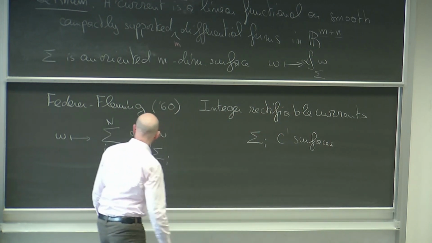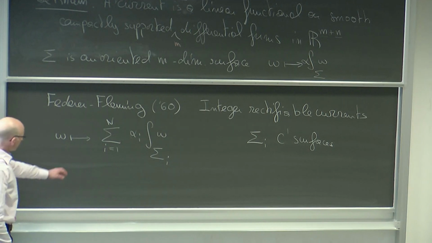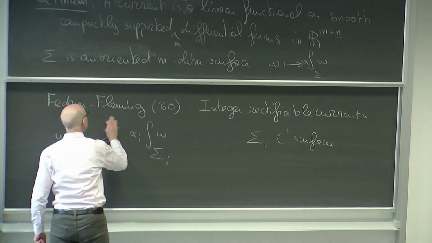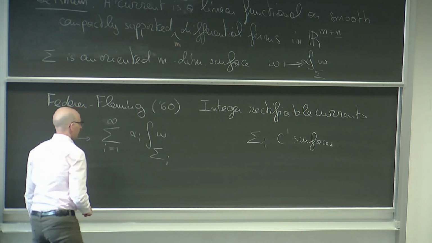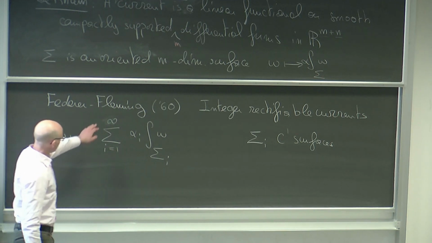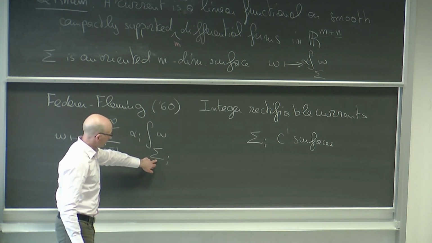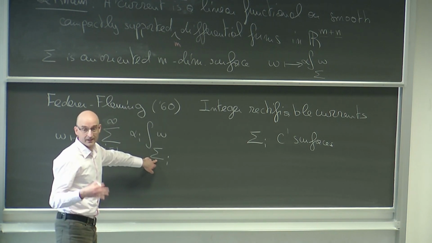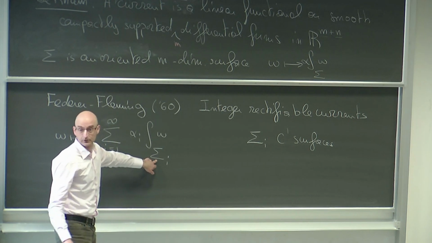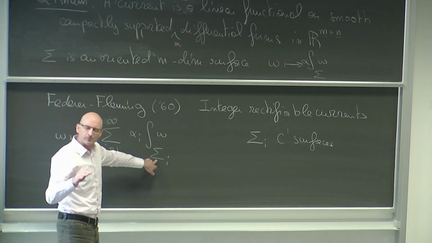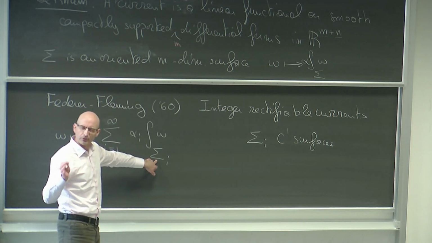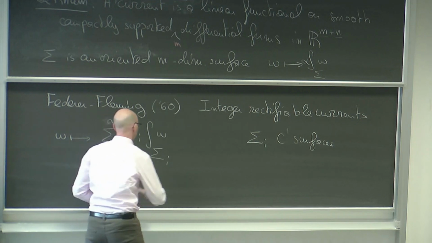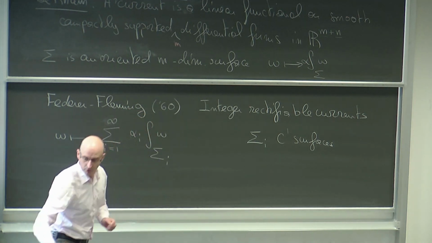Okay, but I actually go one step further. Instead of allowing you to take a finite linear combination, I allow you to take a series. And at this point, instead of integrating over sigma_i, the C1 surface, I allow you to integrate over some Lebesgue measurable subset of that surface. And in fact, because I can always approximate Lebesgue measurable sets with closed sets, I allow you to integrate over subsets which are closed.